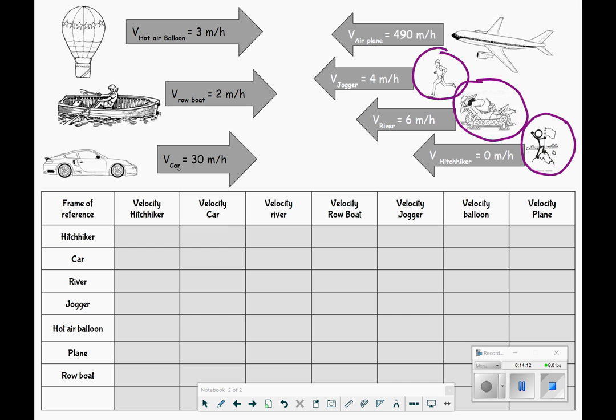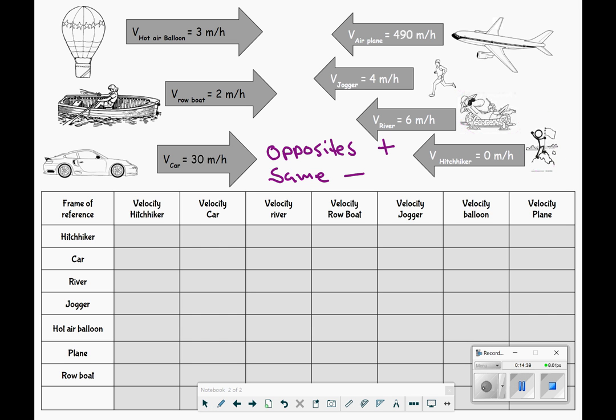Now, remember, if they are opposites, you're going to add them. And if they're going the same direction, you're going to subtract them. So, what I want to do is I want to start on the car. First thing we're going to do is we're going to look at the car. So, this is what our frame of reference is from. Now, we're going to look at the car right here, and we're going to look at the hiker.